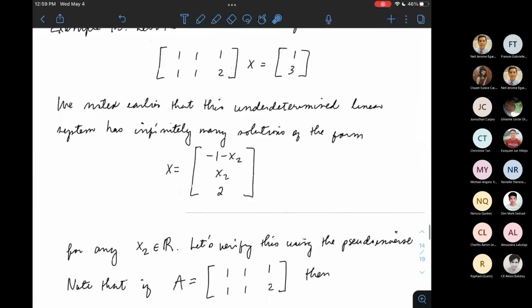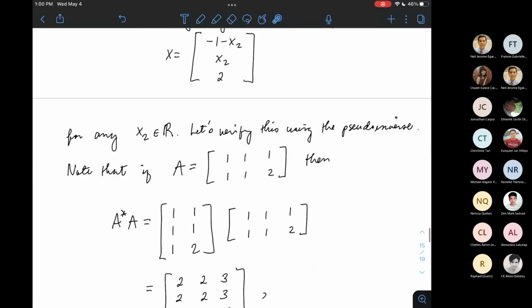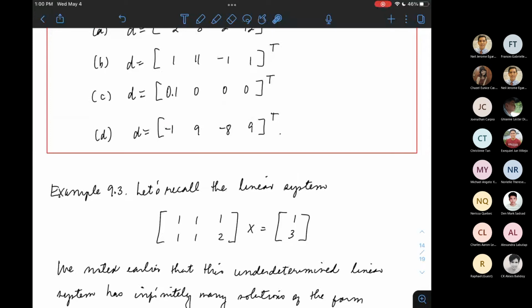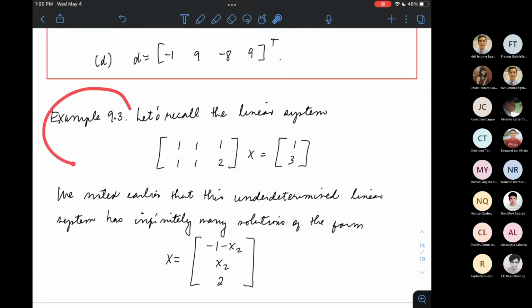Now, I still have here some examples, but I'm running out of time. So I'll just leave example 9.3 as a reading assignment for you guys. And then let's see kung makakapag-klase pa tayo on Friday. The worst case na mag-declare ng walang klase sa Friday, I will just make a recording.